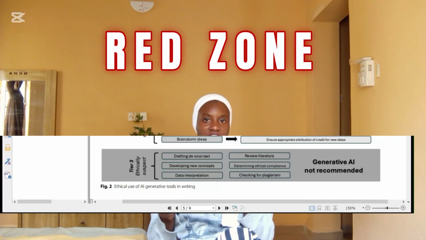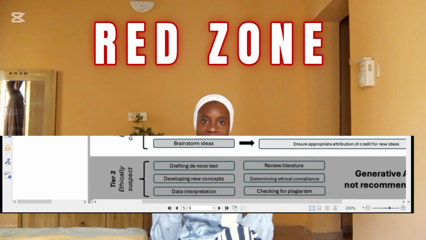Now let's move on to the next zone, which I choose to call the red zone. In this zone, you are not allowed to use AI tools for all of the things that I'm about to list. Yes, you cannot use it. AI tools are banned in this zone.